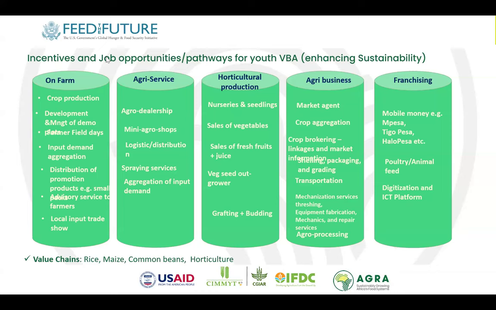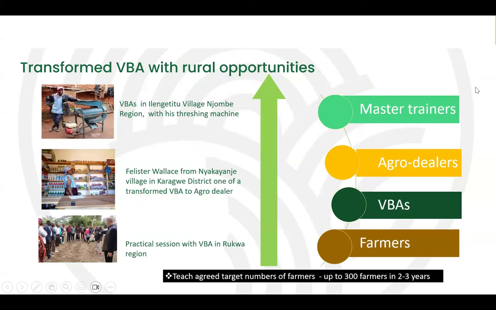We normally see mobile money like M-Pesa, Tigo Pesa, Halo Pesa, maybe from another country. Those have been among the channels which are embedded within a particular setup in rural areas to support business transactions. Poultry and animal feed we also see coming on board to support such an area, making sure that the VBAs are working.